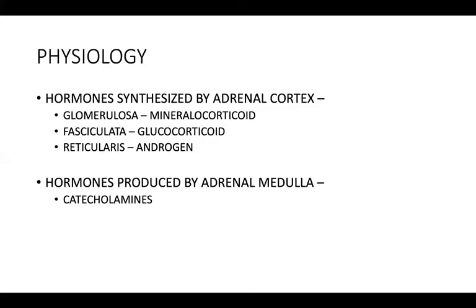The outermost layer, that is glomerulosa, is responsible for secreting mineralocorticoids. The middle layer, fasciculata, secretes glucocorticoids. And the innermost layer, reticularis, secretes adrenal androgens. Now, the hormones produced by the adrenal medulla, the inner part of the gland, are the catecholamines. So these are the various steroids or hormones coming from the adrenal glands.